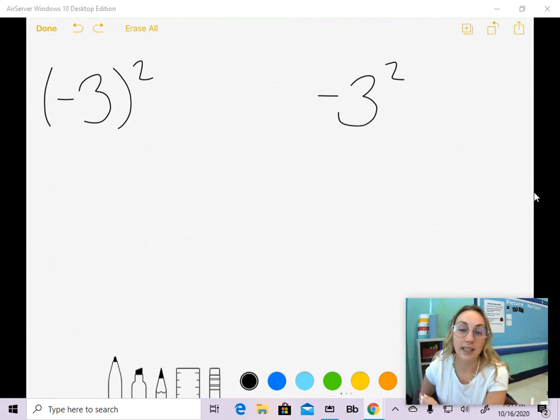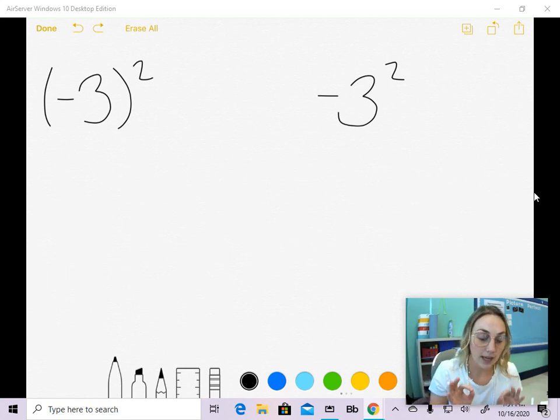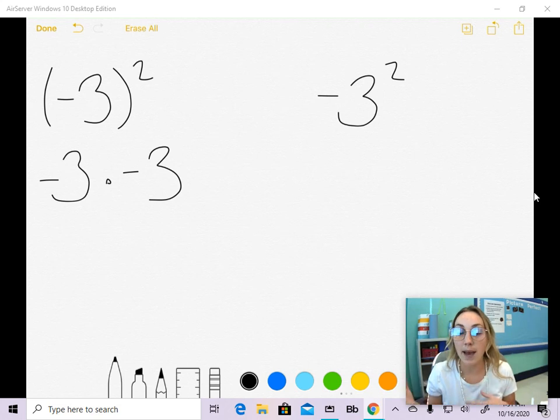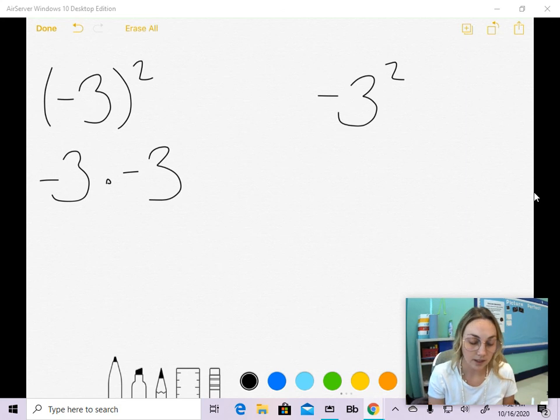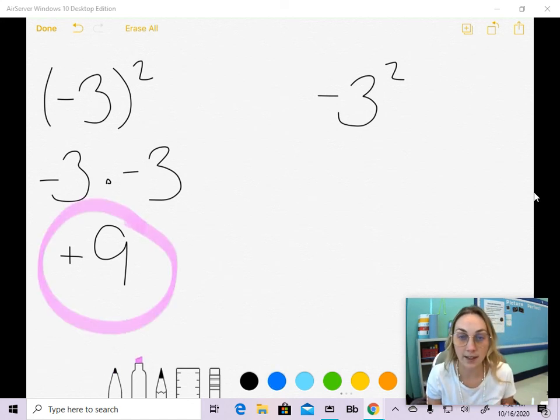This is negative 3 to the second power, and the negative 3 is in the parentheses. When it's in the parentheses, that means the whole base is getting multiplied by itself. So in this particular case, we're doing negative 3 multiplied by negative 3, because anything to the second power is multiplying the base by itself. A negative times a negative is a positive, and 3 times 3 is 9. So the answer in this case is positive 9.